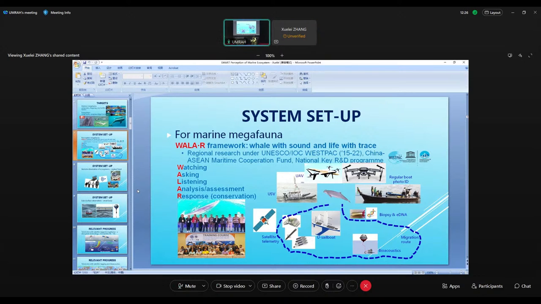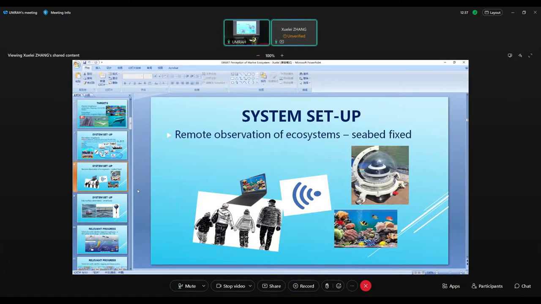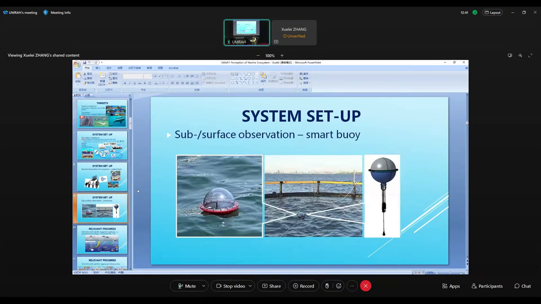And we also set up a real-time monitoring system for the underwater ecosystem, including for the coral reefs in the seabed. And we're also developing the smart buoy to deploy for subsurface or surface observation of the ecosystem.